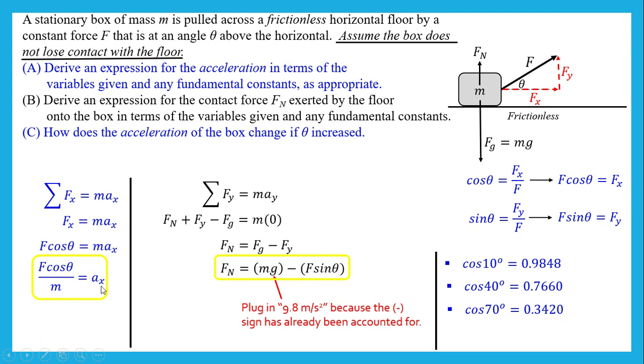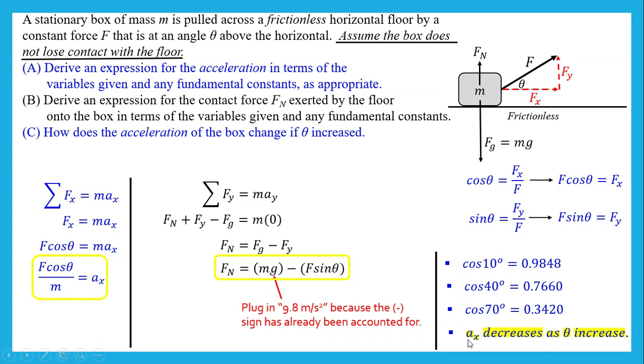Okay, so my final answer for this one, because it asks how does the acceleration of the box change if theta is increased. Well, if theta is increased, cosine decreases. So in this particular function here, we have f cosine theta. As the angle gets bigger, cosine gets smaller. As cosine gets smaller, the product in the numerator gets smaller because you're multiplying by a smaller number. And you're dividing by the same constant on the bottom, which would suggest that the answer is getting smaller and smaller.